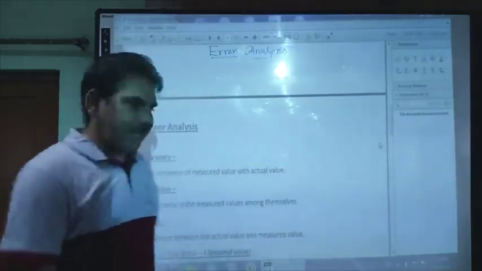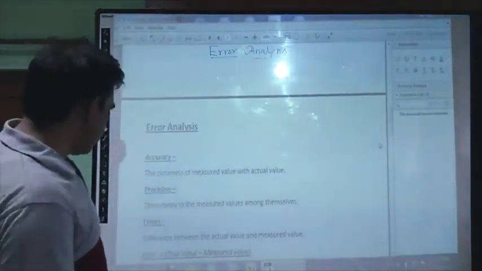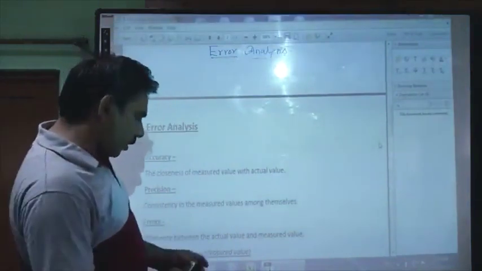So what is an error? Error is nothing but the difference between the actual value.